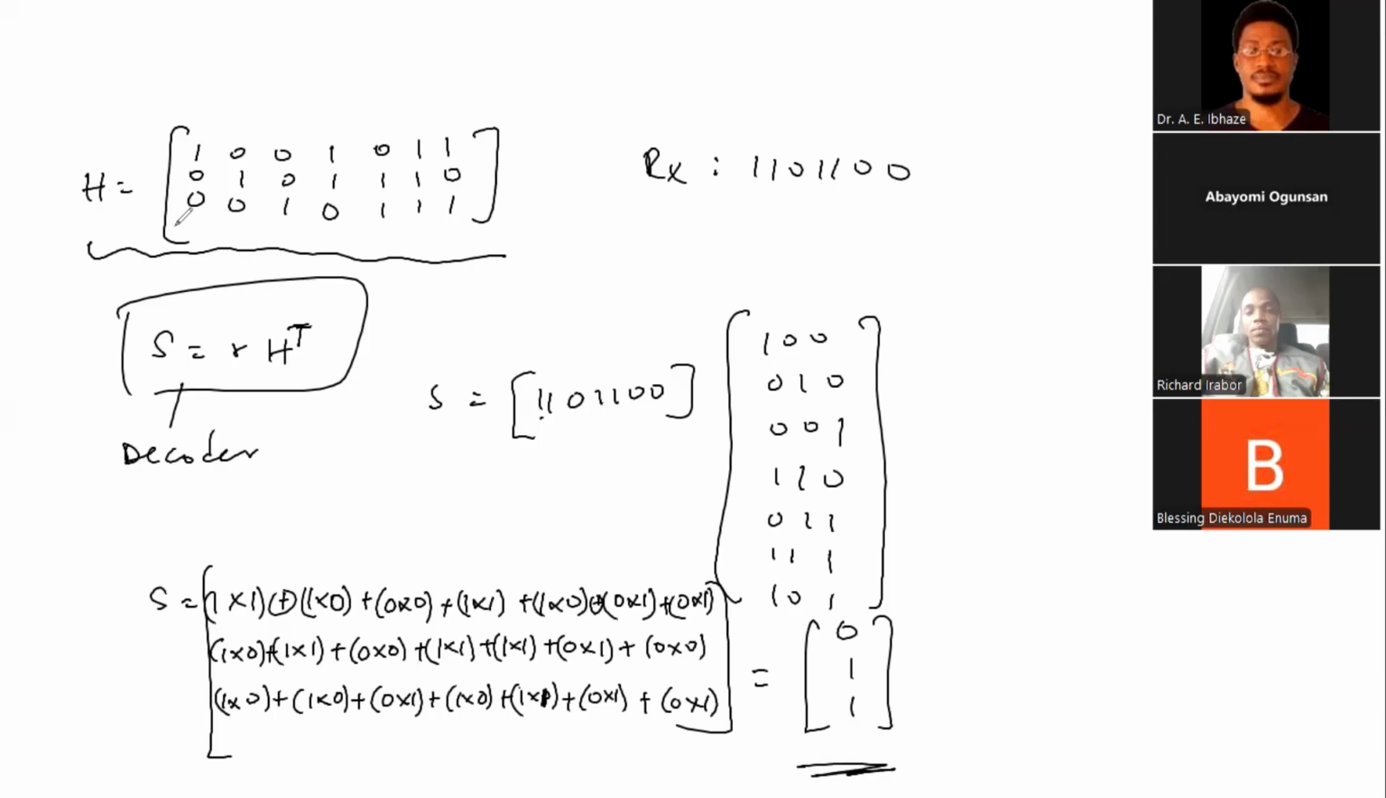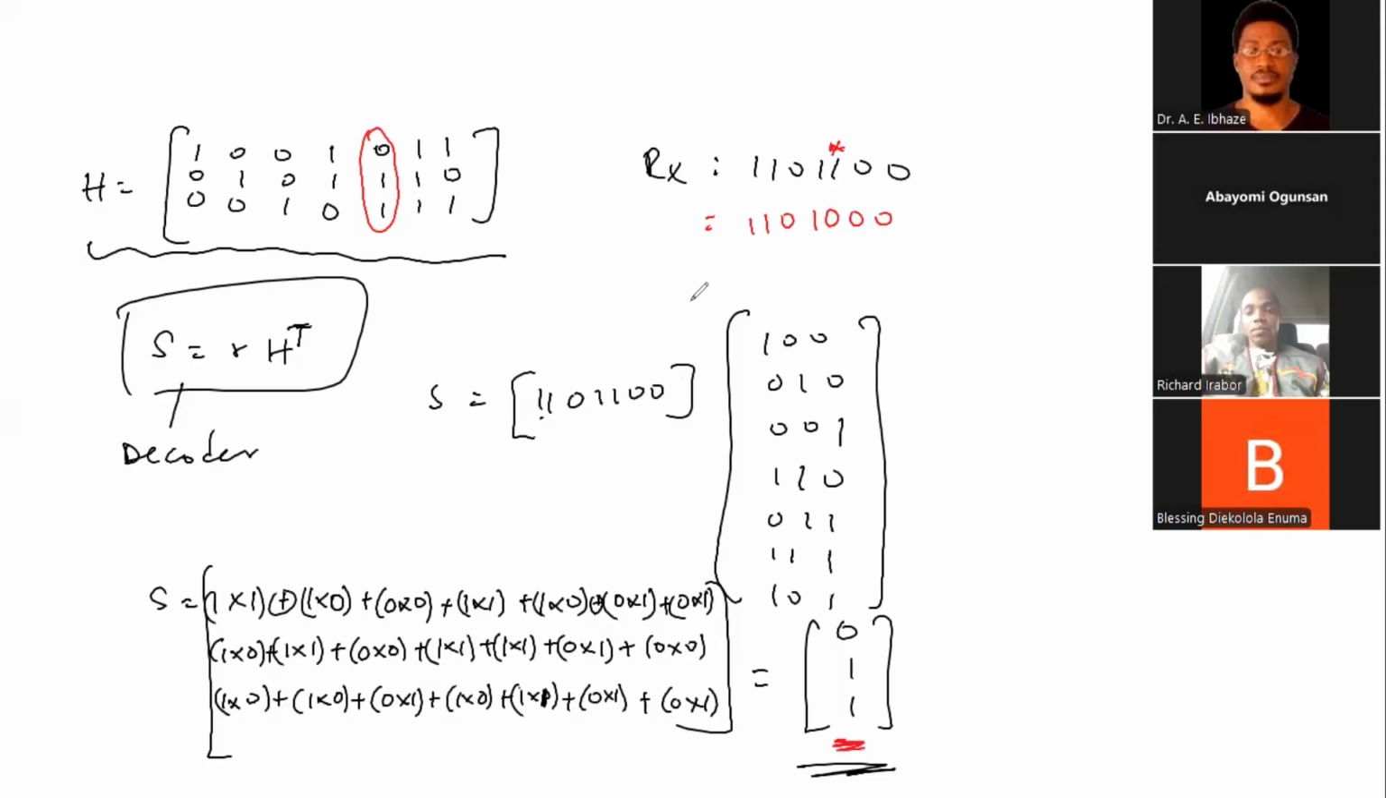So we now trace. Which column matches this? 1, 2, 3, 4, 5. The fifth column. So this fifth column matches this, which means the fifth bit must be in error. 1, 2, 3, 4, 5. So this must be in error. What we now need to do is change this bit to 1, 1, 0, 1, 0, 0, 0.